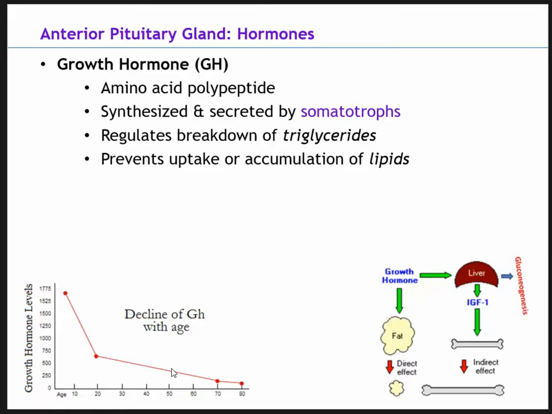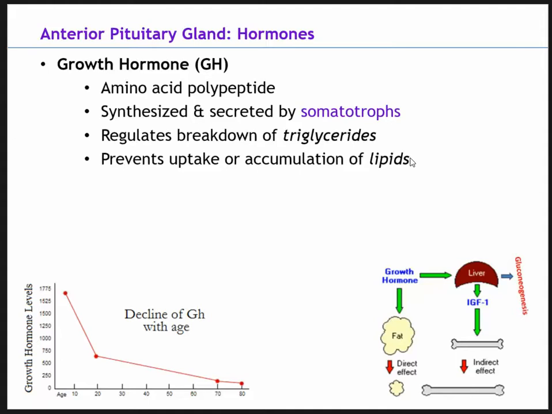Growth hormone also regulates the breakdown of triglycerides. So what is this called? It's called lipolysis. So it prevents the uptake or accumulation of lipids. That means that it prevents fat cells from accumulating. So increase in fat metabolism, basically where the body prefers to use fat as fuel. It spares our carbohydrates, so it's glycogen sparing. So it saves our carbs, it saves glycogen, and it has a direct effect on lipolysis. So it basically burns fat stores.